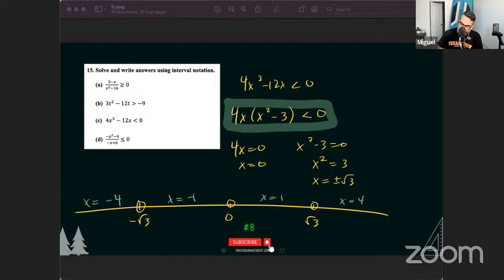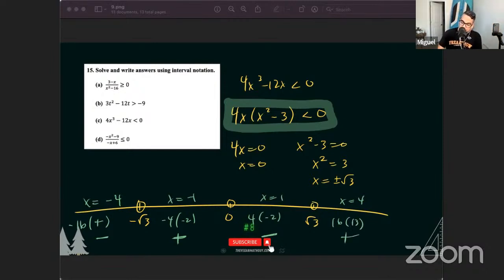For negative 4, we have like negative 16 times... When you plug in the -4 into that parentheses, -4 squared is 16 minus 3. That's a positive. So now we have a negative value. For -1, it looks like we have a -4 times a -2, so we know that's going to be positive. And then for 1, we get 4 times -2. That's negative. And when you plug in 4, that's 16 times... it looks like it's 16 squared, so 13, positive. There you go.